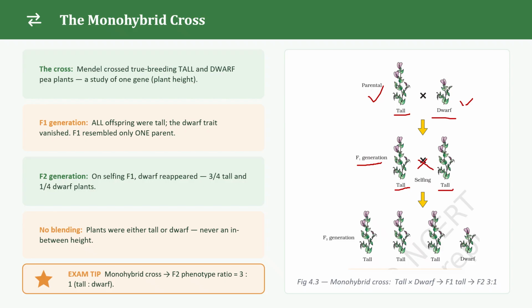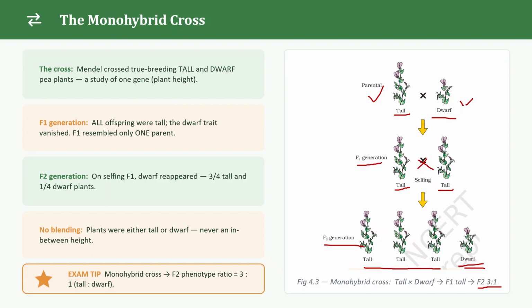So in the second filial generation, he found the dwarf character reappeared. So here you can see the dwarf character reappear. So among the offspring, 3/4 were tall and 1/4 were dwarf. So it gives a phenotypic ratio of 3:1.